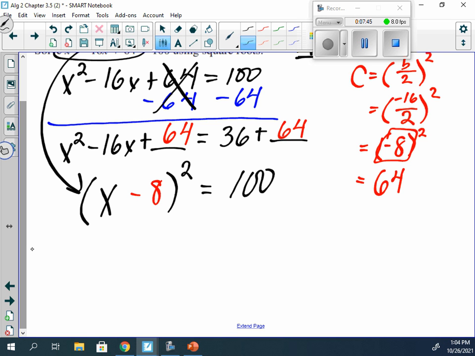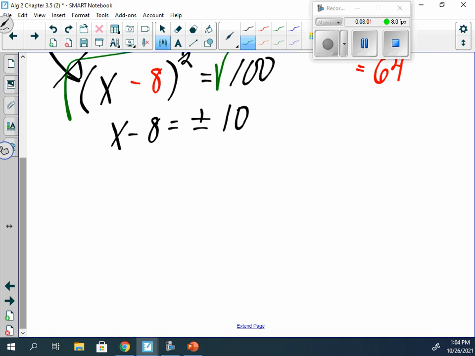Now at this point, we would square root both sides. Here the square root and square would cancel, leaving us with x minus 8 is equal to plus or minus 10. And then we would add 8 to both sides, telling me x is equal to 8 plus or minus 10. Well, again, they're just two numbers. We can do 8 plus 10 and we can do 8 minus 10 and get a number, yes?